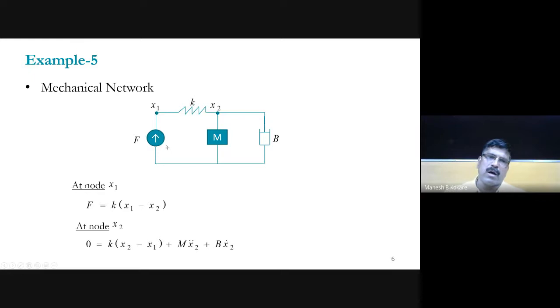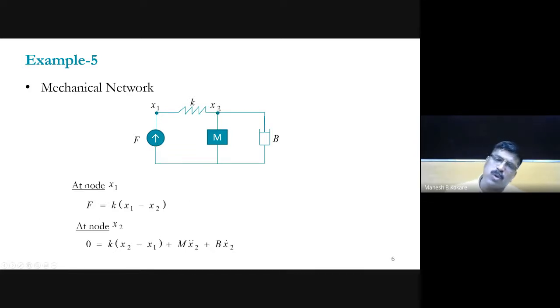So the nodal equation at node x1 will be equal to what? What is the force equation here? This is the incoming force and this is the outgoing force. The outgoing force is between x1 and x2. This force is associated with the spring. The incoming force is F, and the outgoing force is the spring force, which is given by K into x1 minus x2, because it is higher minus lower. So F equals K into x1 minus x2. This is the equation at node x1.